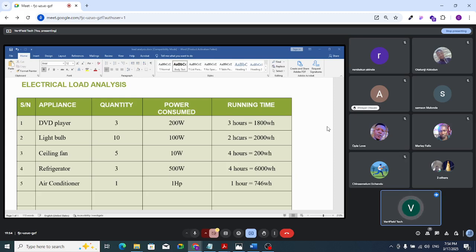Now, how do you apply that formula? You get the energy consumed by each and every one of these appliances. Sum up the answers, that is to say add everything up to give you the total energy consumption, which becomes the energy need of the facility. That means you get the energy consumed by the DVD player, the light bulb, the ceiling fan, the refrigerator, and the air conditioner, add them up, and that becomes your total energy consumption. I hope we are on the same page. I hope you all have gotten that formula.